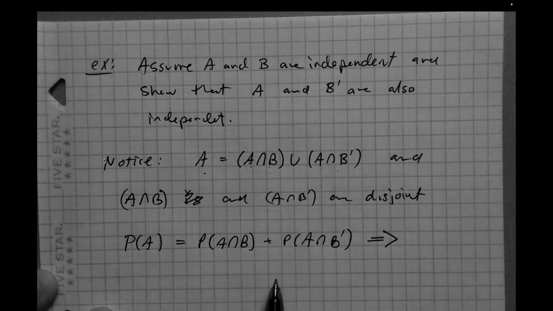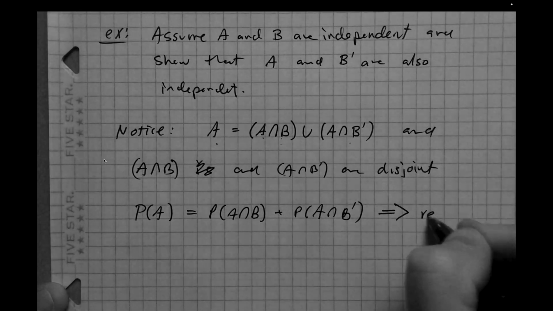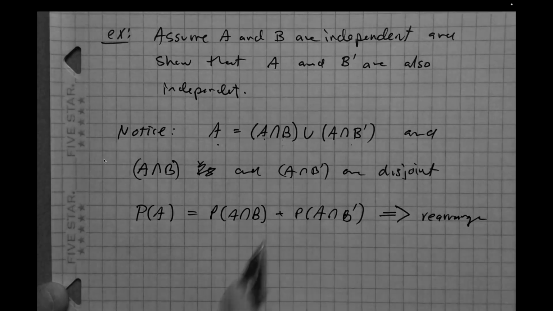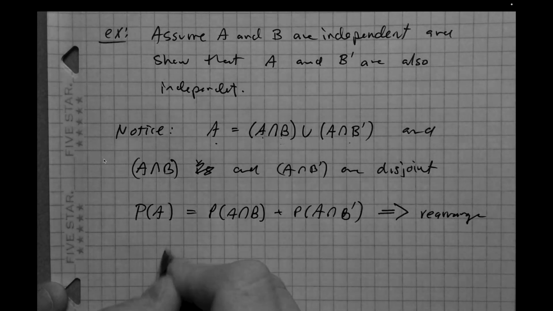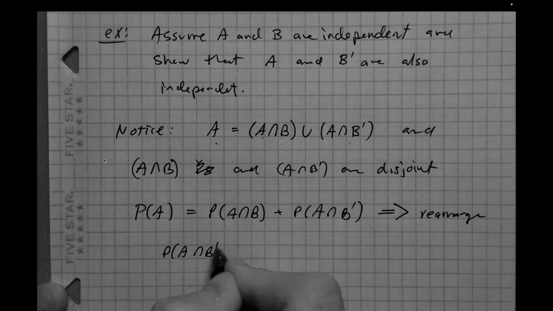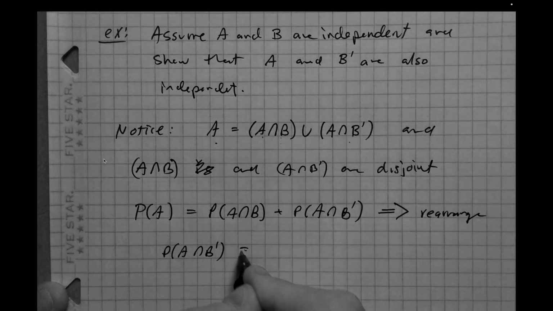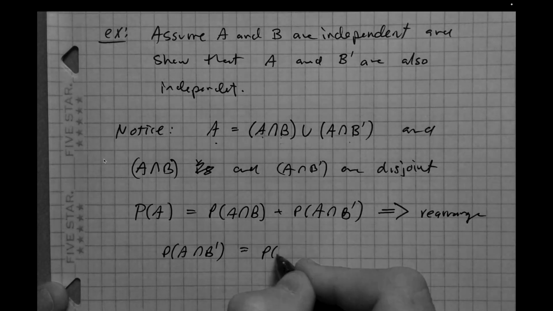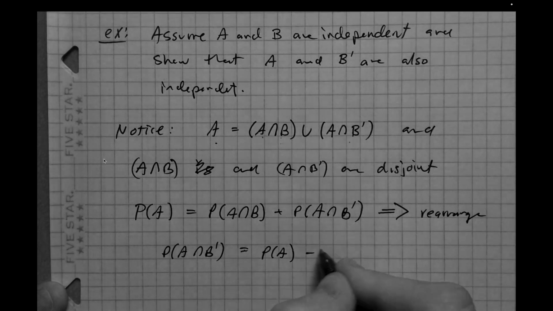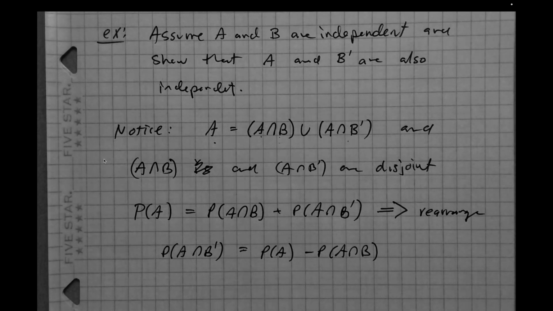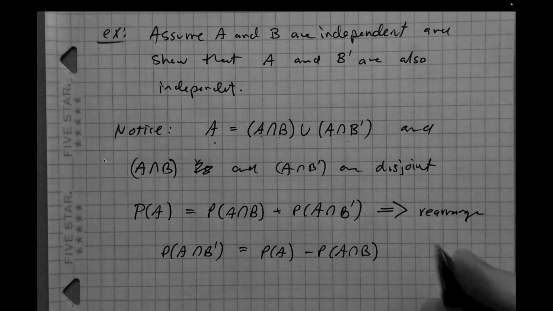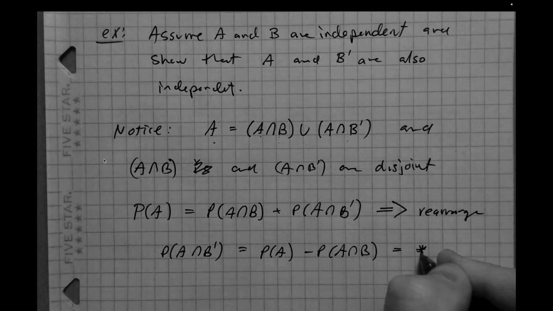Of course, if we can do this, we can rearrange it. We'll do a little algebra and get this thing by itself on one side. So the probability of A and not B is equal to the probability of A minus the probability of A and B. Let's hold this in memory for a second.